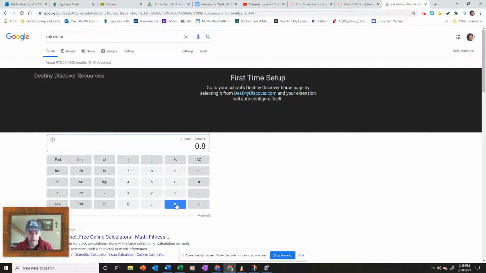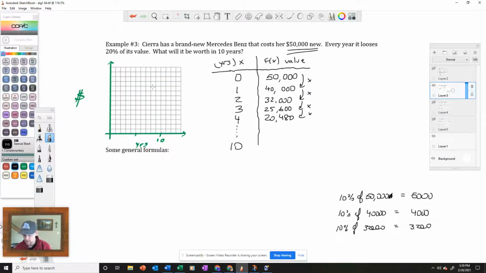Yes, very good. 0.8. So that means that 50,000 times 0.8 must equal 40,000. See, 50,000 times 0.8 is going to give you 40,000. Times 0.8 is going to give me 32,000. Times 0.8 is going to give me the next number, and all the way down. So I'm multiplying times 0.8, times 0.8, times 0.8.